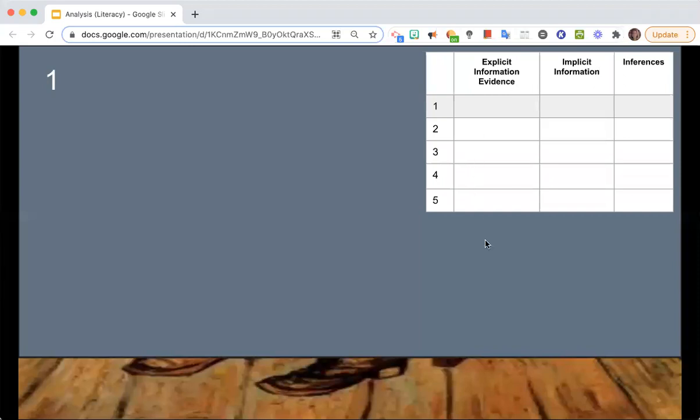Both the explicit and implicit information here are going to lead me to draw the inference that this is a wooden floor in a home, perhaps. These are old, worn shoes, and this person might be not in a great situation right now.